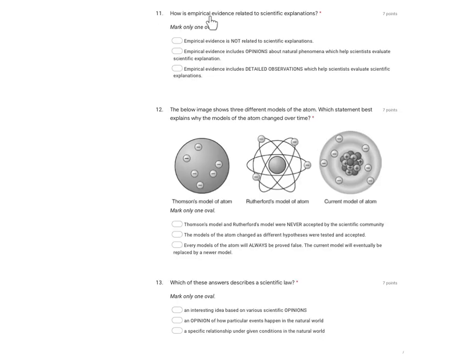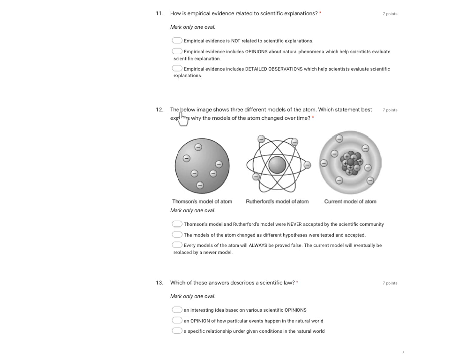Number 11. How is empirical evidence related to scientific explanations? Empirical evidence is not related to scientific explanations. Empirical evidence includes opinions about natural phenomena which help scientists evaluate scientific explanations. Empirical evidence includes detailed observations which help scientists evaluate scientific explanations.